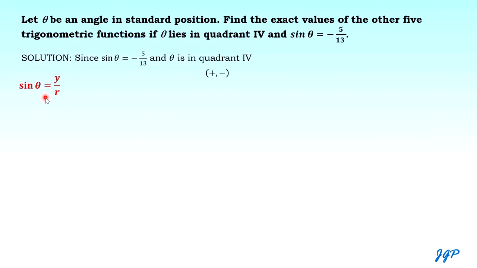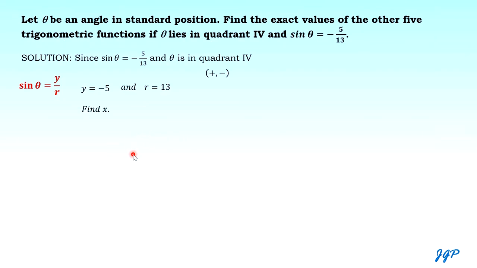Sine theta is the value of y over r. Meaning, your y now is equal to negative 5, because in quadrant 4, your y-coordinate is negative. And r is 13, positive 13. Again, r is always positive. And we are given y, we are given r, but we don't have the value of x. Meaning, before finding the other 5 trigonometric functions, you will be needing the value of your x.